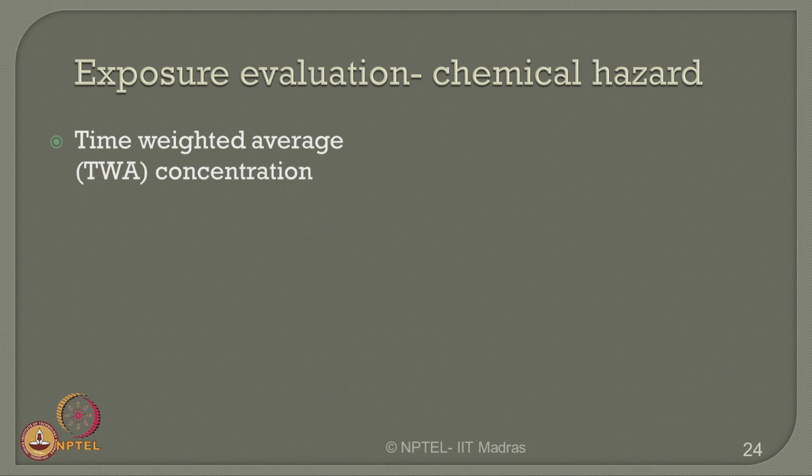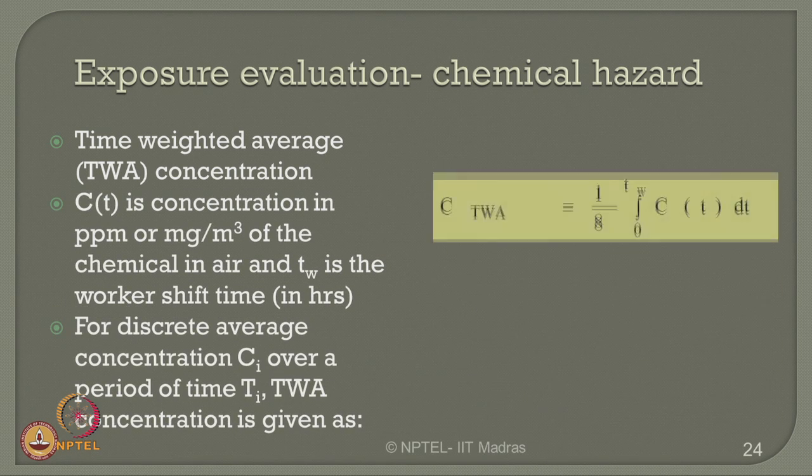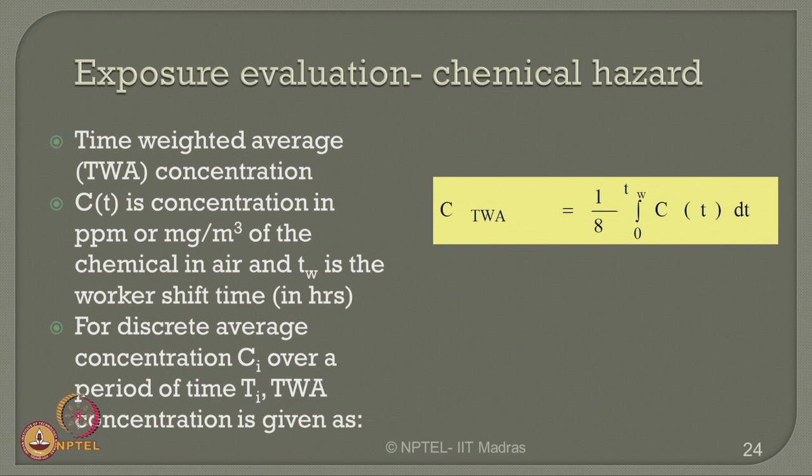For a chemical hazard, we try to work out what is called the time weighted average concentration. The time weighted average concentration is given by the equation on the right hand side, which is generally averaged for a normal working period of 8 hours, that is why the denominator 8 is shown here. It involves the integration of the concentration exposure from 0 to TW, where Ct is the concentration either in ppm or in milligram per cubic meter of the chemical in air, and TW is the work shift time in hours.